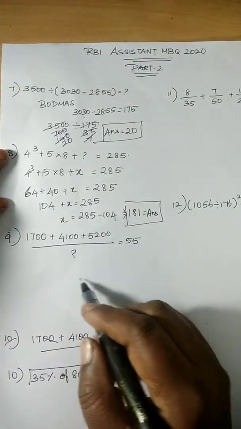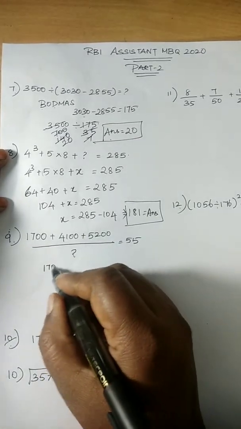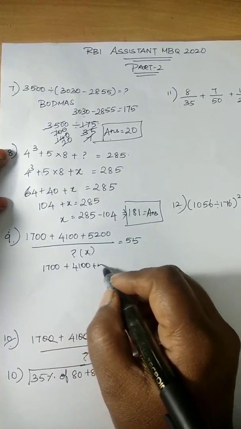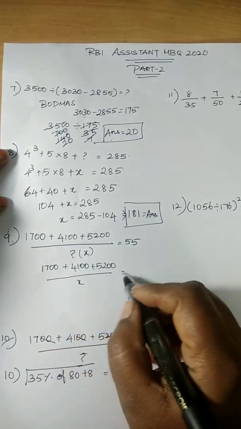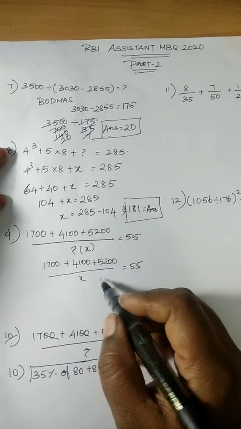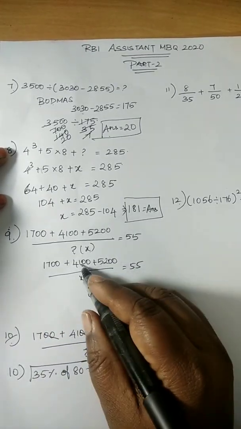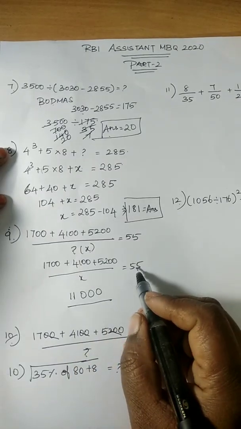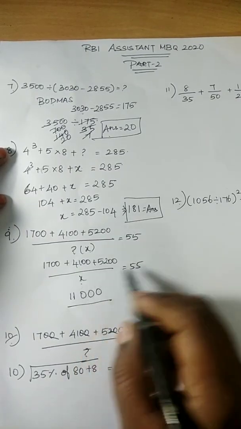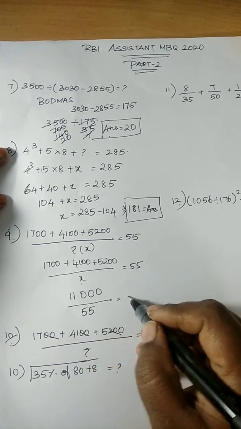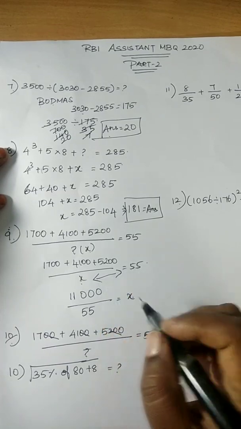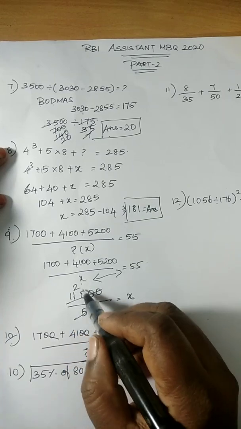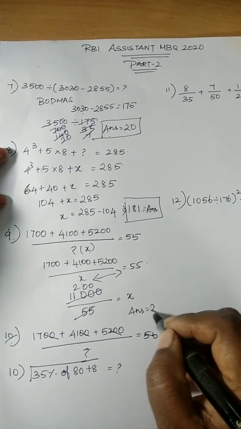Addition of 3 numbers divided by question mark equal to 55. So let's replace the question mark by x. Okay, 4100 plus 1700 plus 5200 divided by x equal to 55. Now add these 3 numbers: 0, 0, 0, 3, 1, 0, then 11. So now take this 55 down here and the x here. Let's interchange it. Interchange the positions of 55 and x. Now divide using 55. 55 into 2 is 110, 0, 0. Hence the answer is 200.